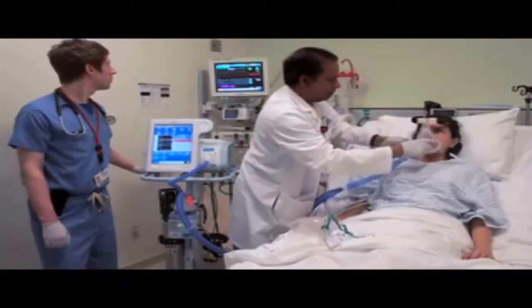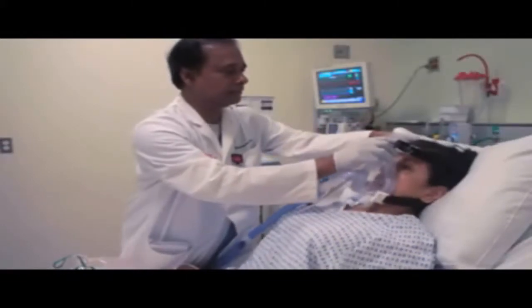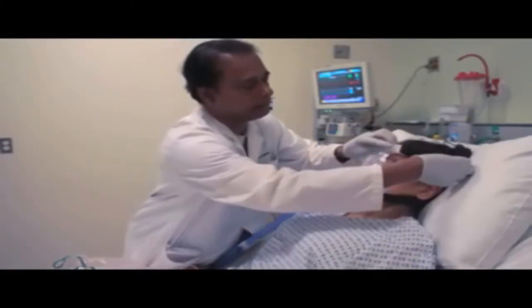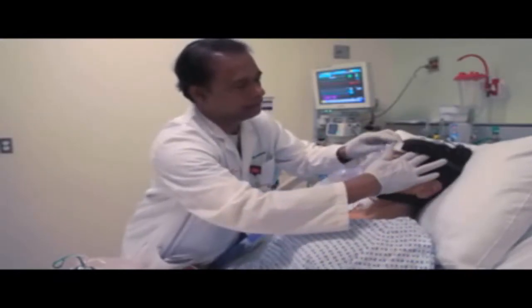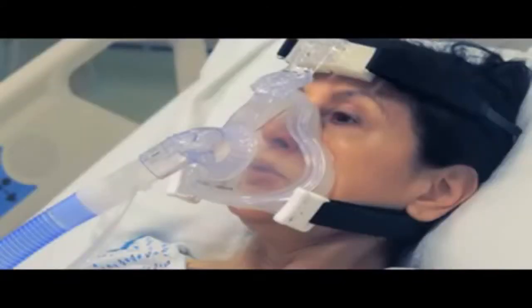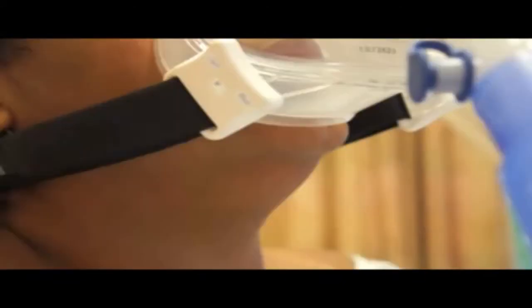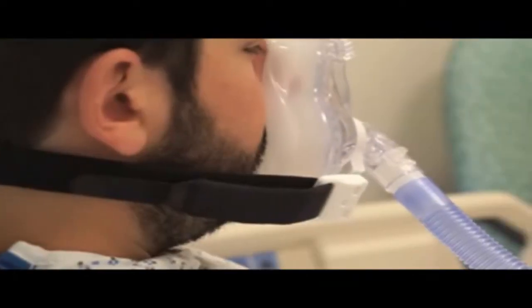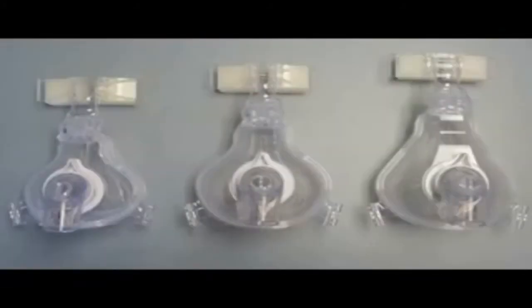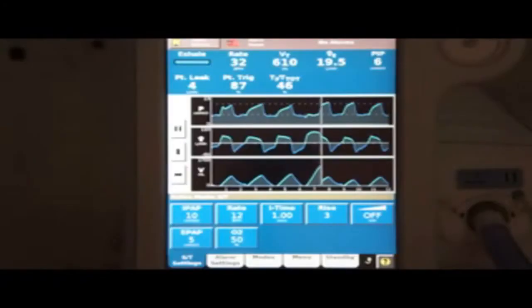Next, apply the mask to the patient. Be sure the straps are tight enough to secure the mask without causing unnecessary discomfort. You should be able to place 2 fingers easily between the straps and the patient's head. The mask should fit comfortably over the nose and mouth without extending beyond the chin. Another example of the correct fit is shown here. If the patient is uncomfortable, or if a large air leak is noted, reposition the mask or change it to a different size or type.